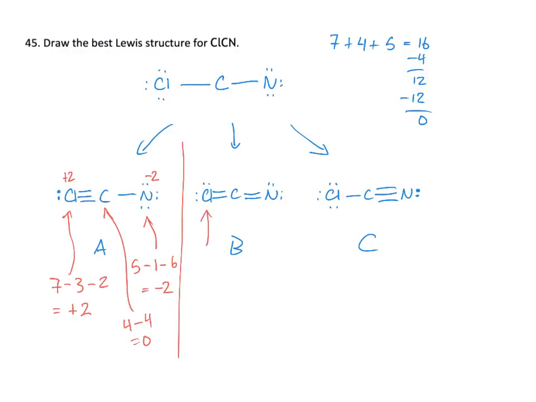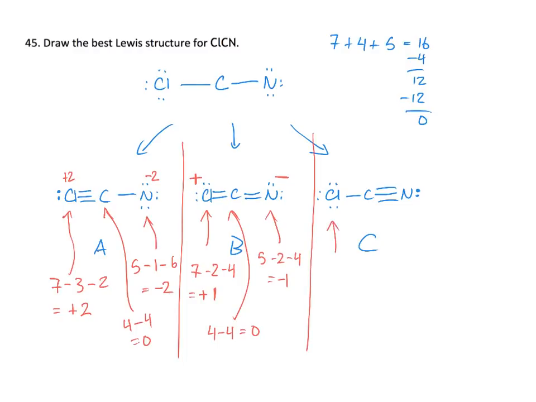Compound B, the chlorine here has 7 valence electrons, minus 2 bonds, minus 4 unshared electrons is +1. So we put a plus there. The carbon is 4 minus 4 bonds is 0. The nitrogen is 5 minus 2 bonds minus 4 unshared electrons is -1. So now we have formal charges of +1 and -1, which is better than the previous one, but still not ideal, especially since the positive charge is on a fairly electronegative atom, which is chlorine.